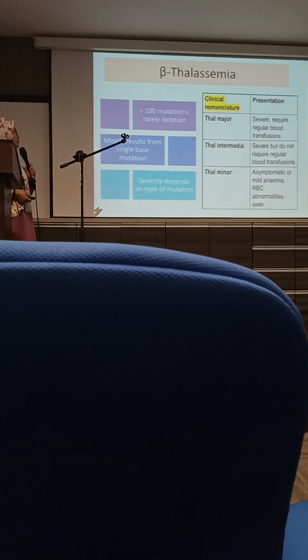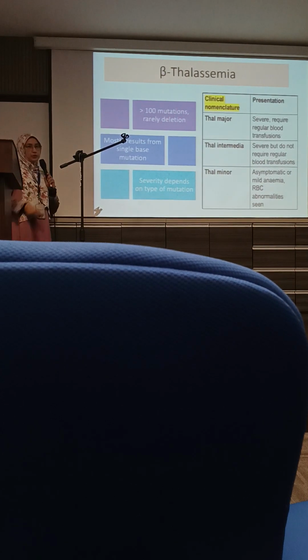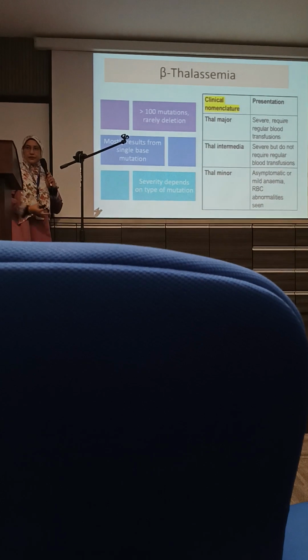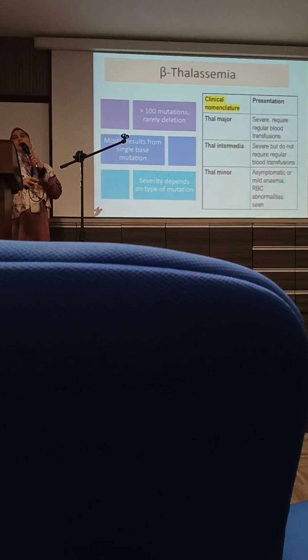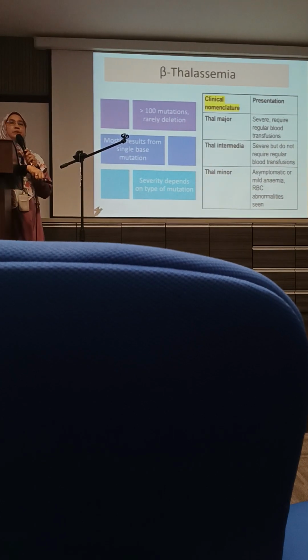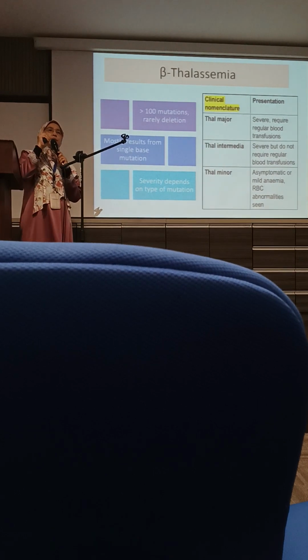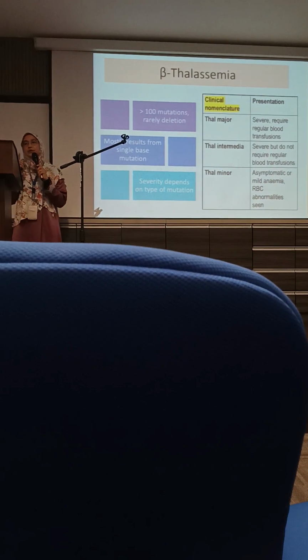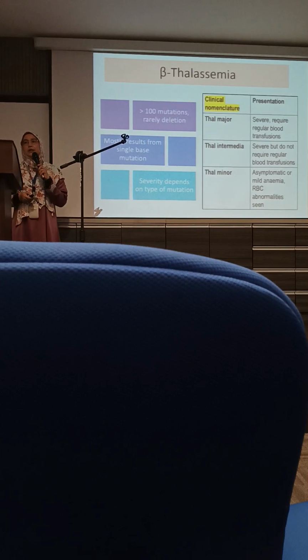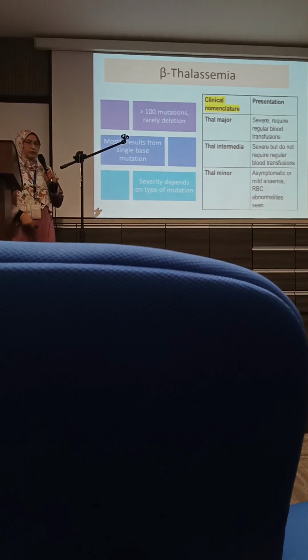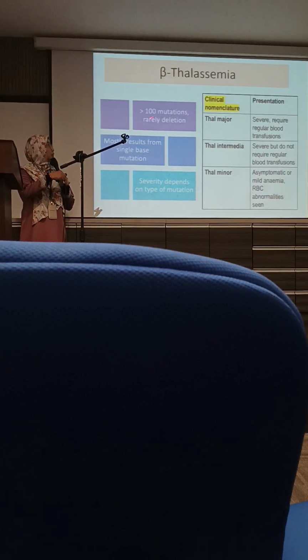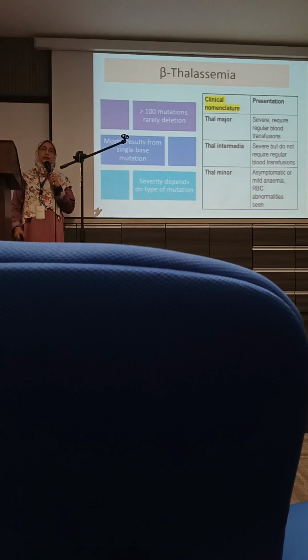For beta thalassemia, we look at beta first. We have more than 100 mutations. So beta thalassemia is mainly mutations, but there is a very large variety, more than 100. And mostly it results from a single base mutation. Meaning only one amino acid changes, and it can cause a severe condition. Severity will depend on the type of mutation. Although we have more than 100, not all are clinically significant.